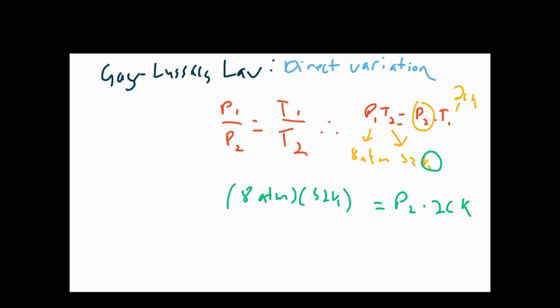Notice that my units are in Kelvin here, and if they were in Celsius or Fahrenheit, I would need to convert them to Kelvin. So we're going to divide by the 26 Kelvin. That'll cancel out with that, including the units, and make it 2. So we have 8 atm times 2 equals our pressure 2. Our pressure 2 is going to equal 16 atm.